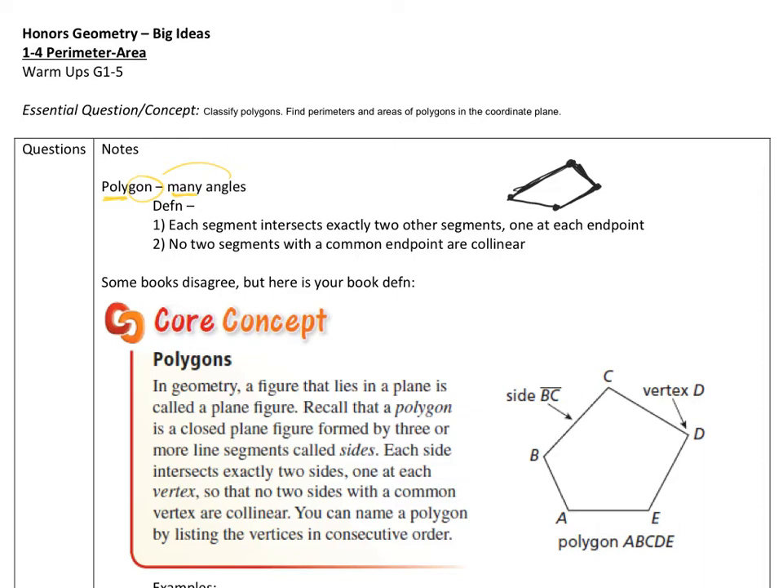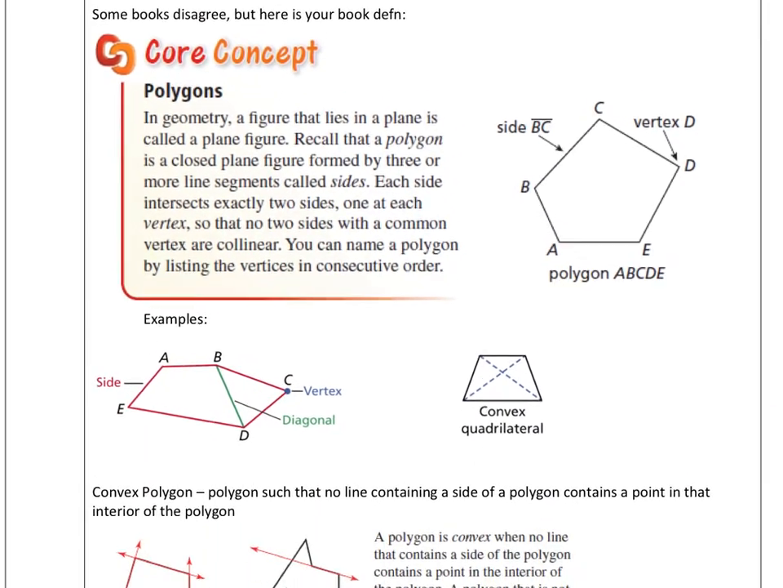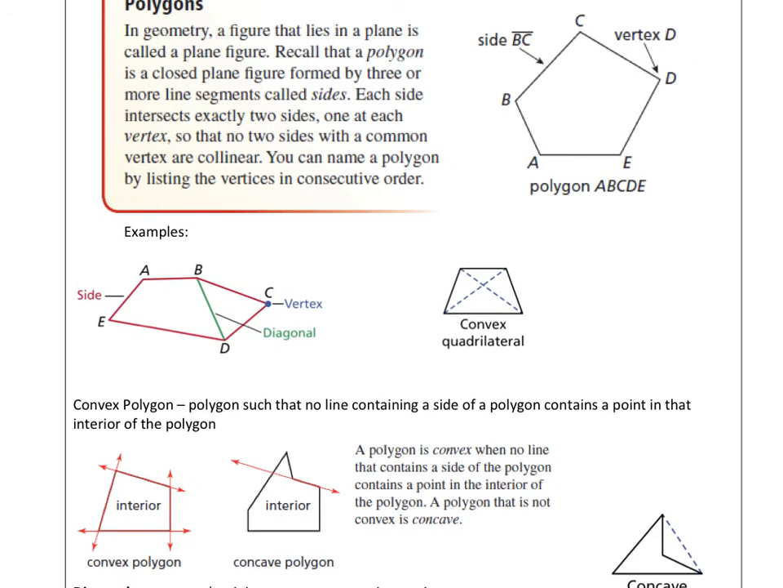So here's how your book ends up defining it, and it's pretty much the same thing. And then we have this piece right here, which is called a diagonal. And when we deal with a diagonal, I'll get into that in a little bit more detail. We are connecting non-consecutive vertices. So I wouldn't connect it from B to C because that's a consecutive vertice. I would go from B to D. I could go from B to E.